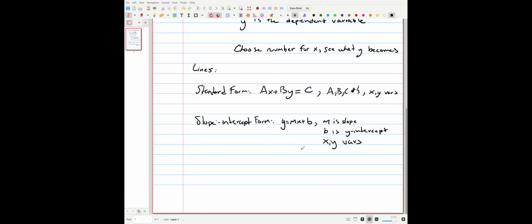Then you have point slope form. And that looks like this: y minus y1 is equal to m times x minus x1, where x and y once again are variables. M is slope once again. And x1, y1 is an ordered pair or a point on a graph.